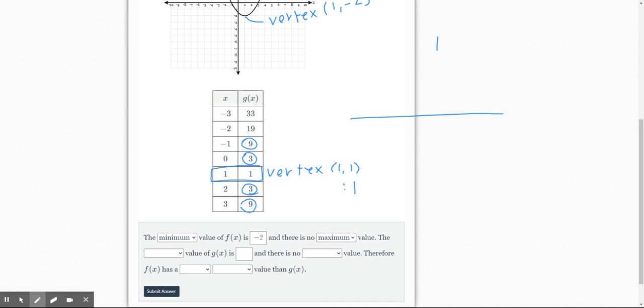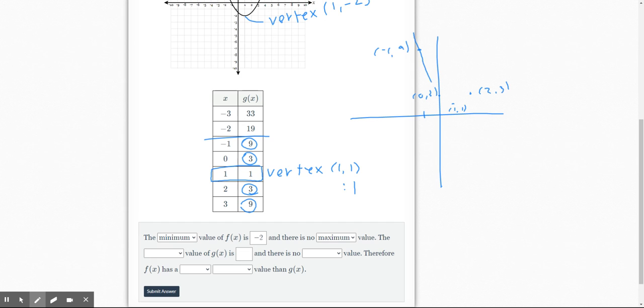Let's just create a really basic drawing. But again, kind of once you get the hang of it, I think that you guys will kind of see those patterns and be able to go through it a lot quicker and just be like, oh, that's a minimum or that's a maximum. So I'm just going to start from here. So -1, 9. Let's just call that -1, 9. 0, 3. 1, 1. 2, 3.